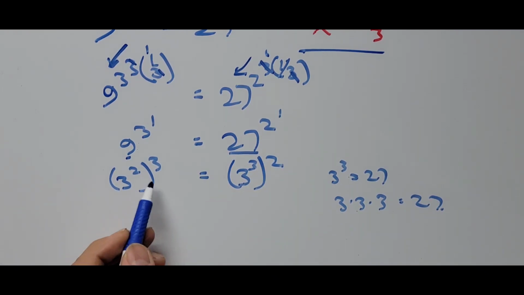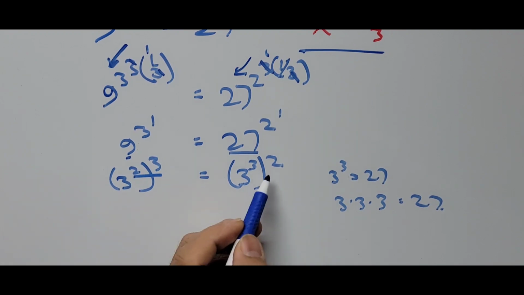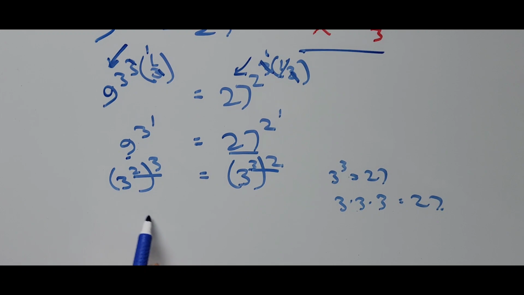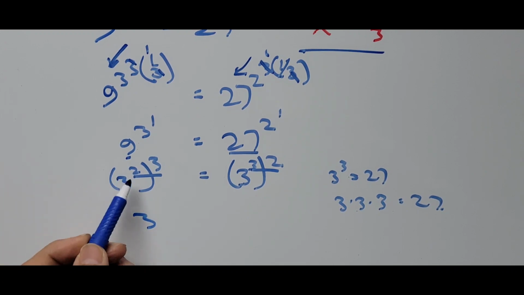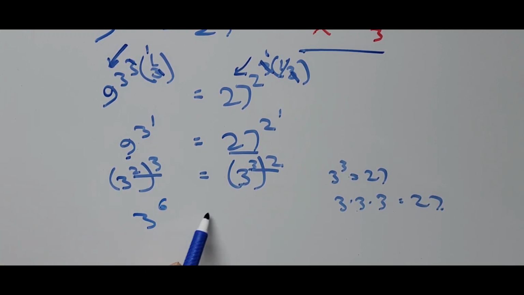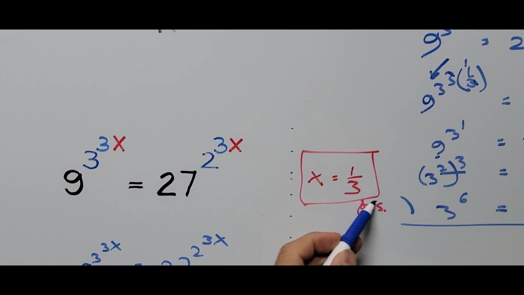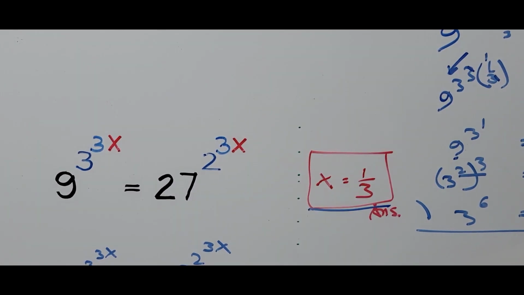And from here, these are both exponents, same way on both sides, so we multiply the exponents. So this is now 3 to the power of 2 times 3, which is 6, equal to 3 to the power of 3 times 2, which is 6. So that just confirms the value of x is 1/3. All right, we have just confirmed that the value of x is 1/3. So that's all for now.